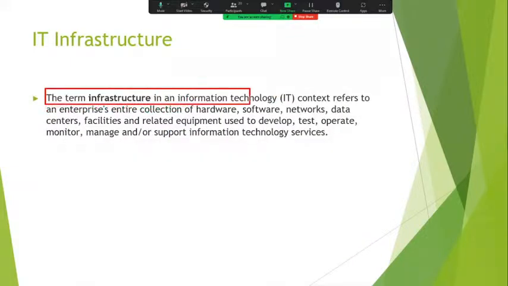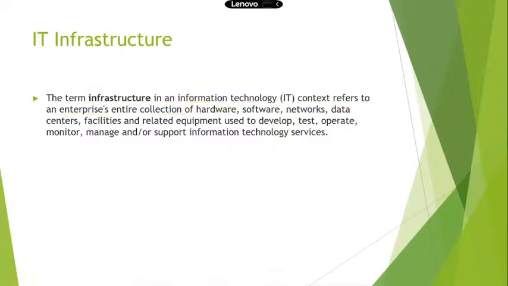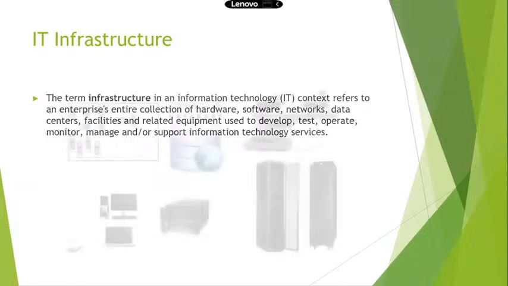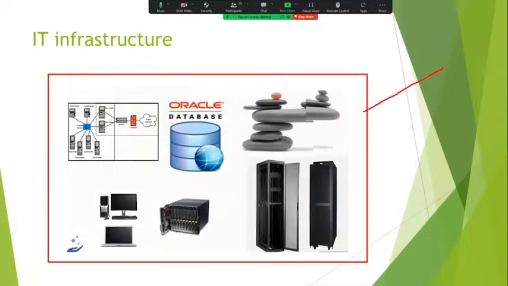The term infrastructure in information technology refers to a collection of hardware, software, switches, network, and load balancer. Now, to maintain our own IT infrastructure, we require one DC. What is the DC? Data center. If we go to TCS, Cognizant, Wipro, Accenture, any company in the world, they have their own data center.